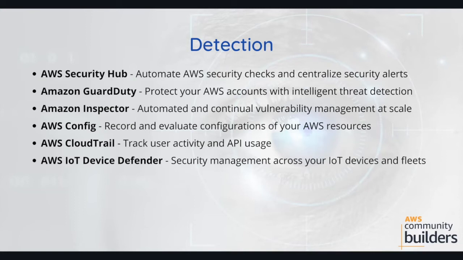Third one, Inspector. Inspector has the job of automated and continuous vulnerability management at scale. When I say scale, scale is the important part here, because as we grow, we scale up our instances, our instance sizes, and our EBS volume sizes. But we have to continuously monitor our instances. So Inspector is generally required for EC2, ECS cluster, and EKS cluster inspection, because that is where scaling generally happens, based on auto scaling.